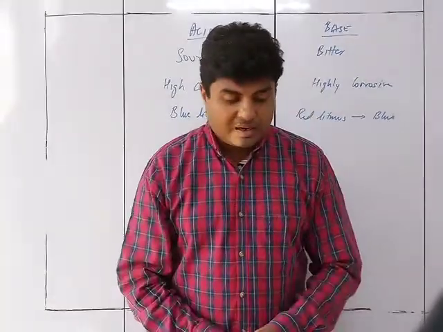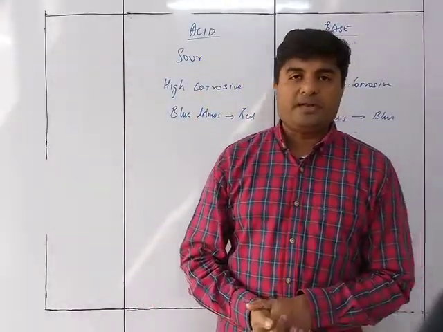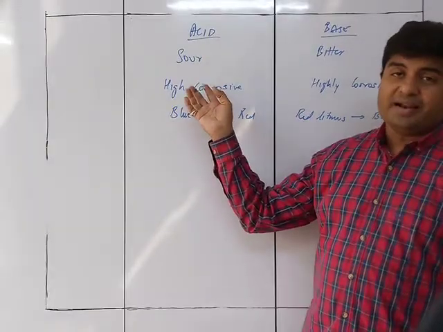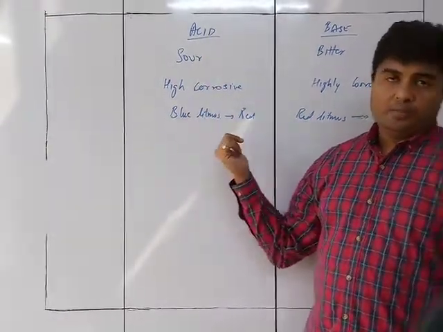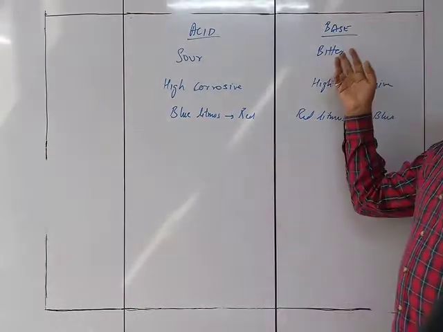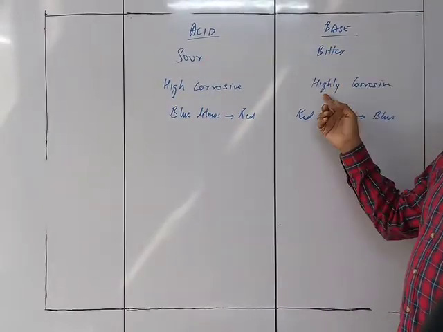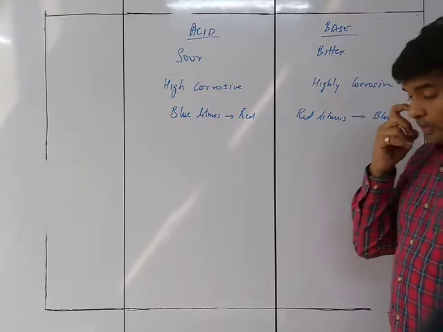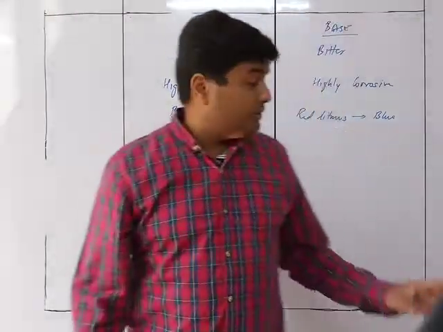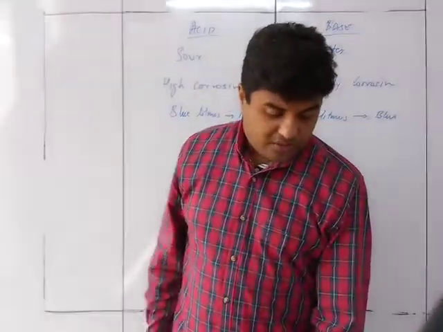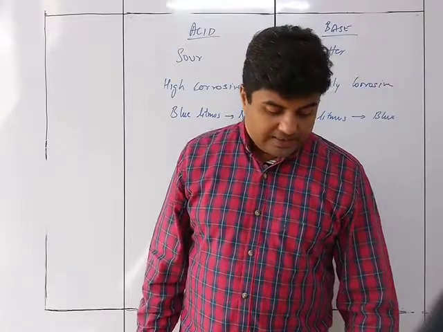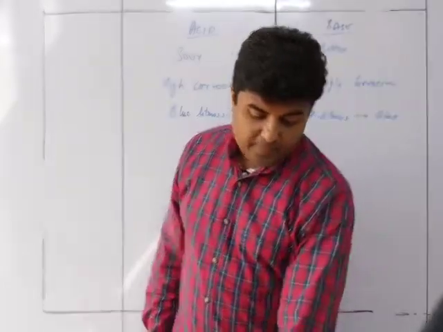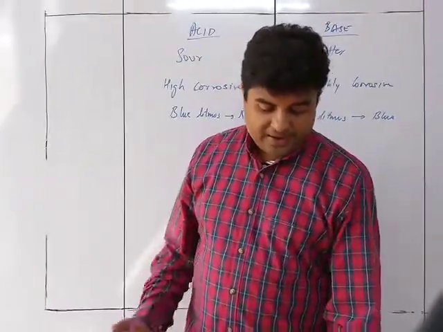So this is how acids and bases are classified, or we can say the physical properties of acids are that they are sour to taste, highly corrosive in nature, especially the mineral acids, and blue litmus paper turns red. In the same way, bases are bitter to taste, highly corrosive in nature, especially the caustic alkalis, and red litmus turns blue. So this was about the physical properties. Next time we are going to see the chemical properties of acids and bases, and also some indicator parts. Okay.